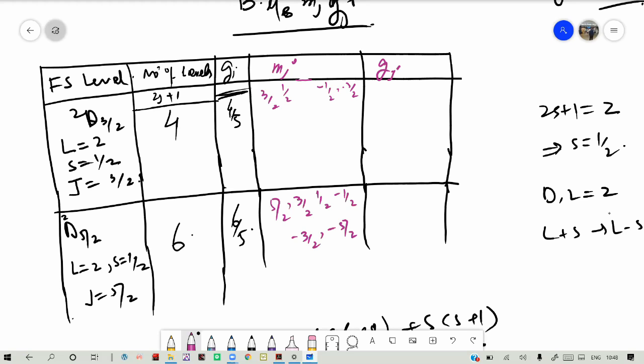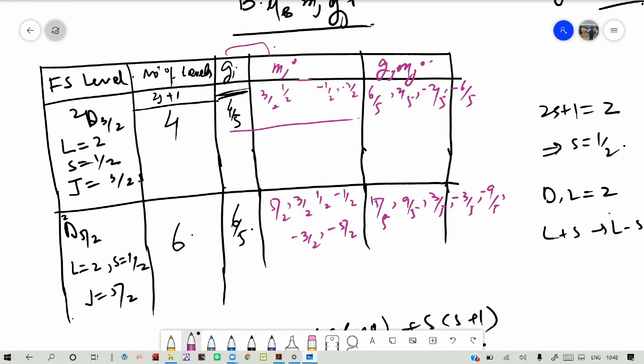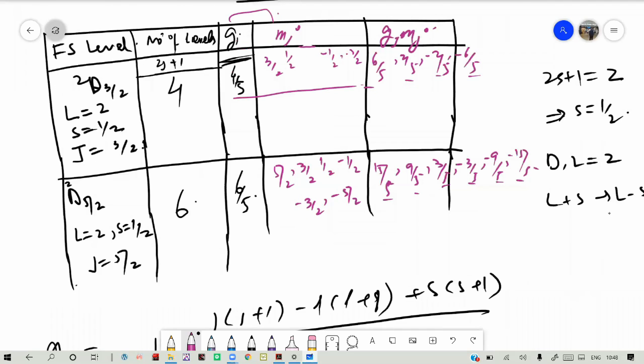And now the shift is GMJ. GJ, MJ, these are the shifts. Okay, so you can calculate from here, GJ into MJ, multiply these two. So that is 6 by 5, 2 by 5, minus 2 by 5, minus 6 by 5. This will be 15 by 5, 9 by 5, 3 by 5, minus 3 by 5, minus 9 by 5, minus 15 by 5. So these are 6 plus 4, so the 10 levels actually total 10.